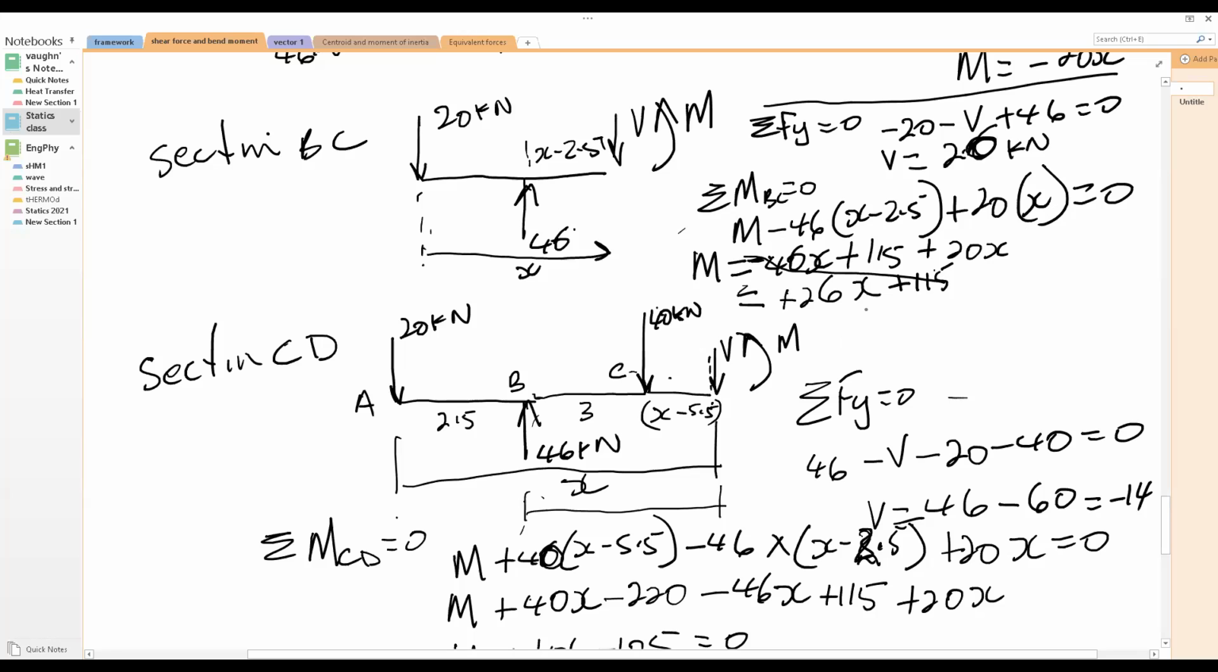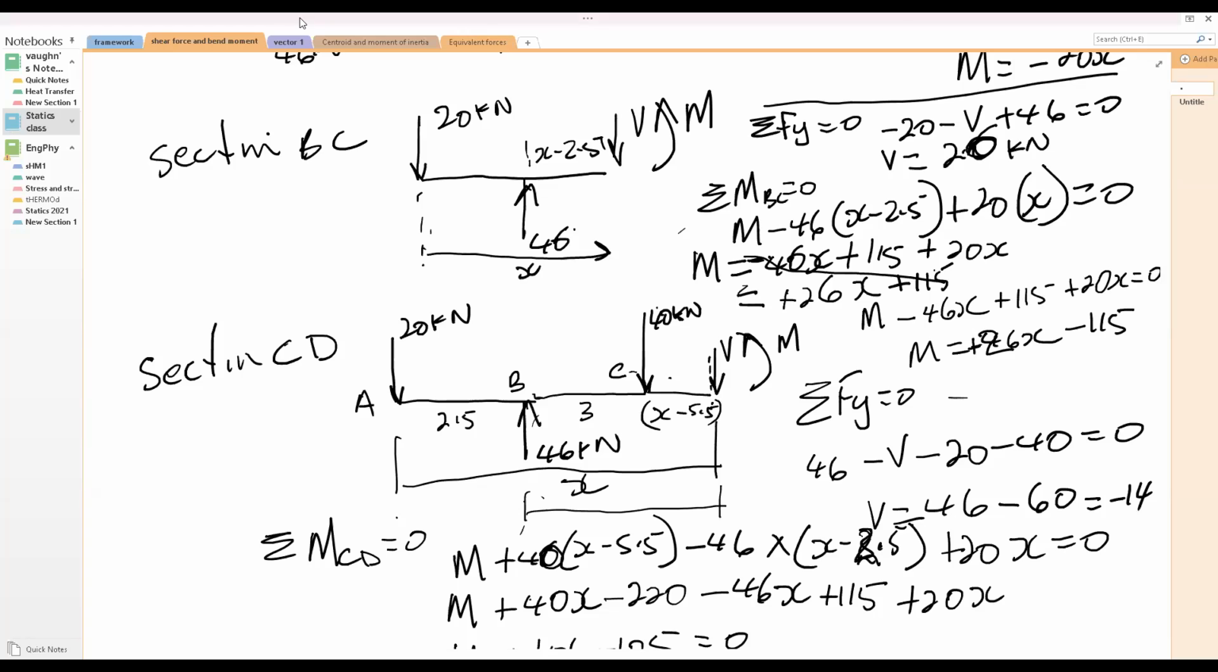Let me check back this formula. So you have minus 46x plus 115 plus that equals 0, correct? So m should be equal to 46x. That would have given a minus, so you get positive 26. If you carry it over, it becomes positive 26 and minus 115. Right, so something was incorrect. Let me clean it up. Something was incorrect while I was changing the signs. The signs were not supposed to be changing.